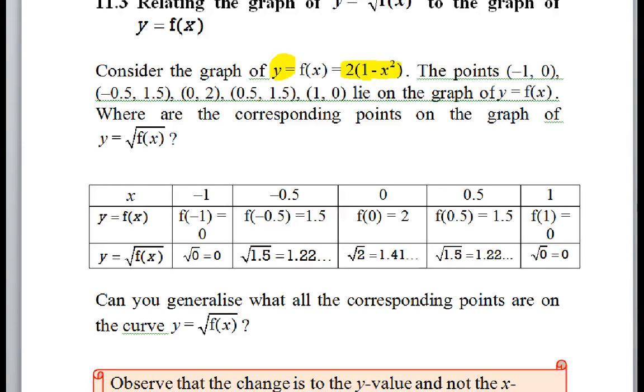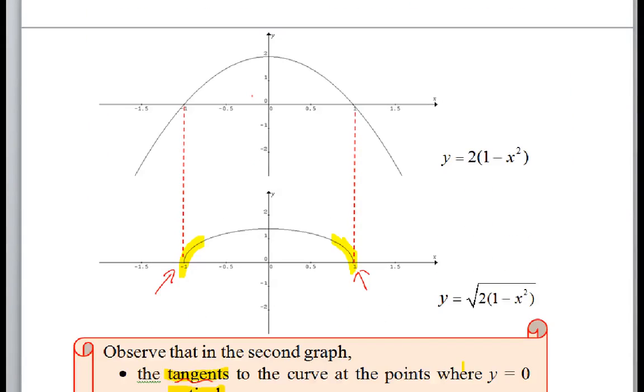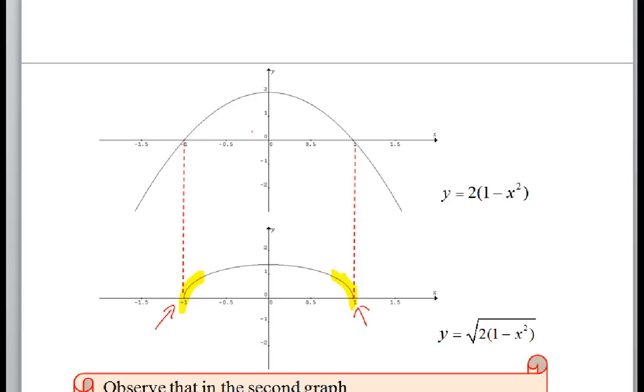All we need to do is to take the square roots of all the y coordinates. Am I right? Quite easy. Look here. That means you will take the square root of all the y coordinates. What about these two sections? What happens?